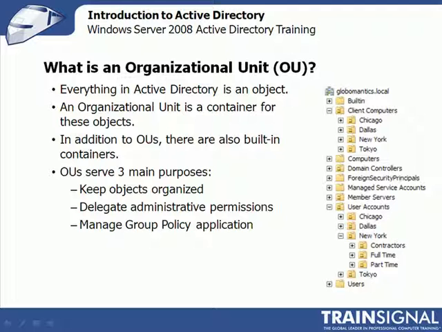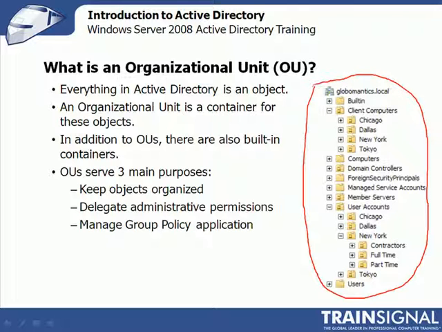But over here on the right, I have a picture of one of my domains that I had set up for globalmantics.local and some of the containers. So you'll notice, for instance, here we have client computers. And inside of that, there's a hierarchical fashion to this. I've got the different locations, Chicago, Dallas, New York, and Tokyo. So that's maybe where the client computer objects would be stored for each of those locations.